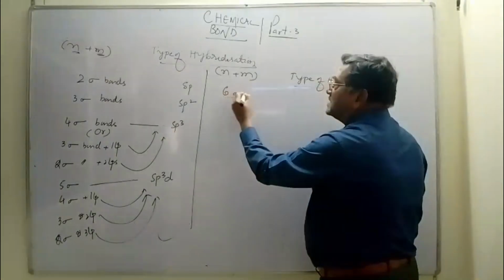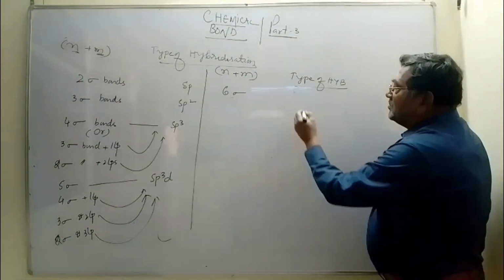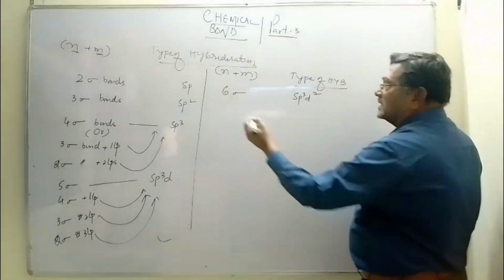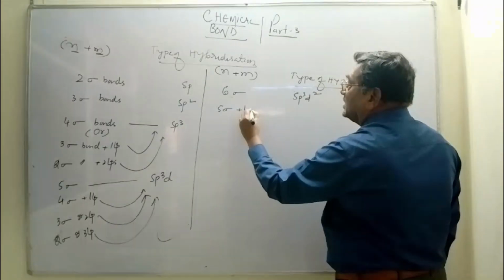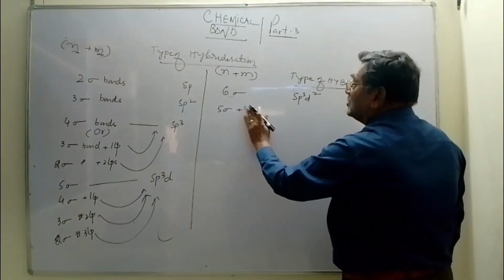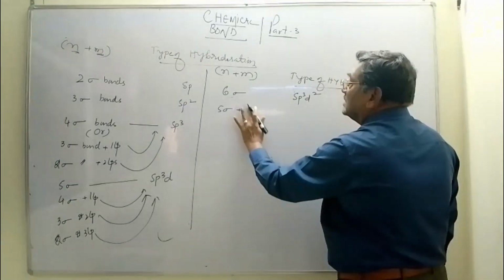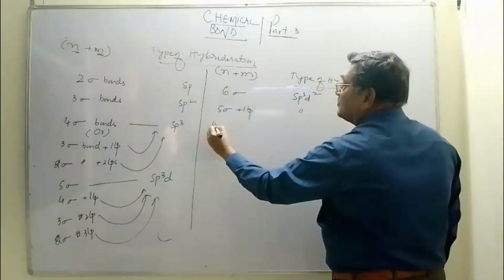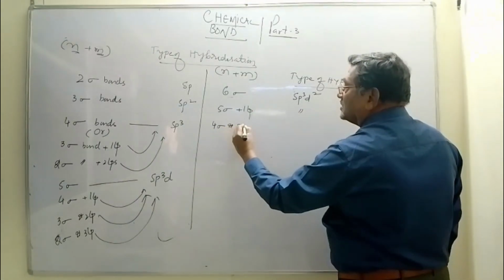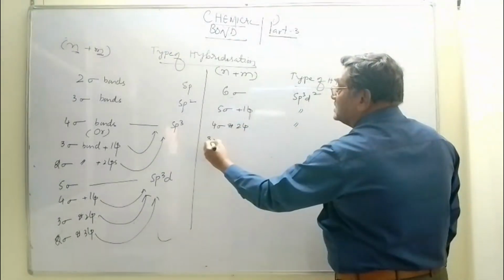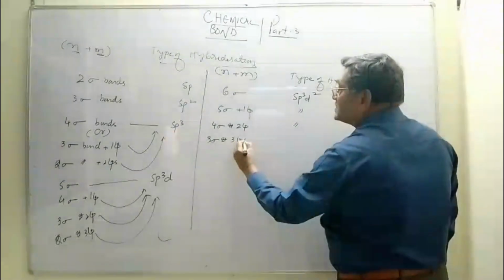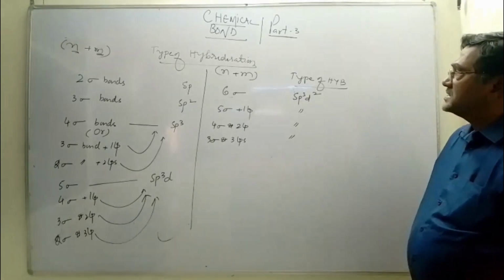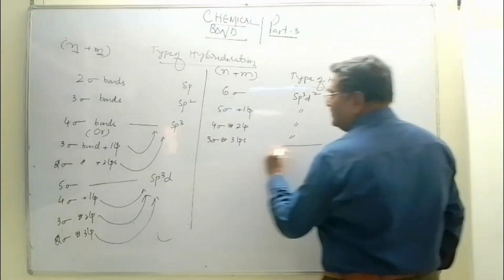You have 6 sigma bonds. Six sigma bonds means sp3d2 in general, and 5 sigma 1 lone pair also predicts the same, 4 sigma and 2 lone pairs also stand for the same, and 3 sigma and 3 lone pairs also stand for sp3d2 hybridization. That's the utmost case. Finally, we will finish with that.